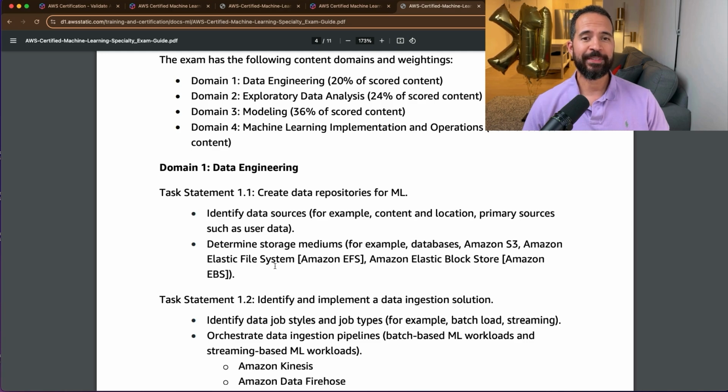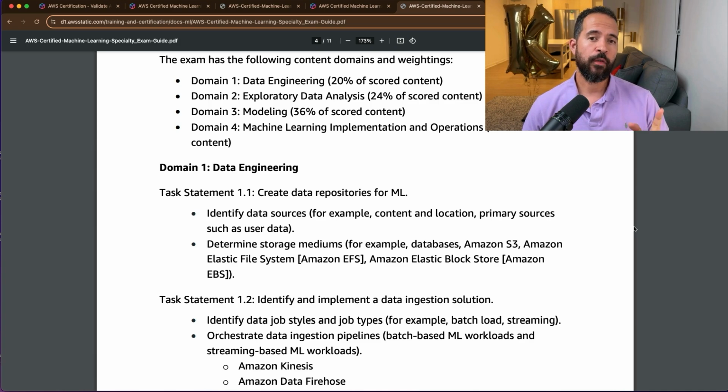All right, and perhaps the most important thing, let's talk about the domains for the machine learning specialty certification. There's going to be 4. Domain 1 is going to be data engineering, worth 20% of scored content. Domain 2, exploratory data analysis, worth 24% of scored content. Domain 3, modeling, worth 36% of scored content. And domain 4, machine learning implementation and operations, worth 20% of scored content.